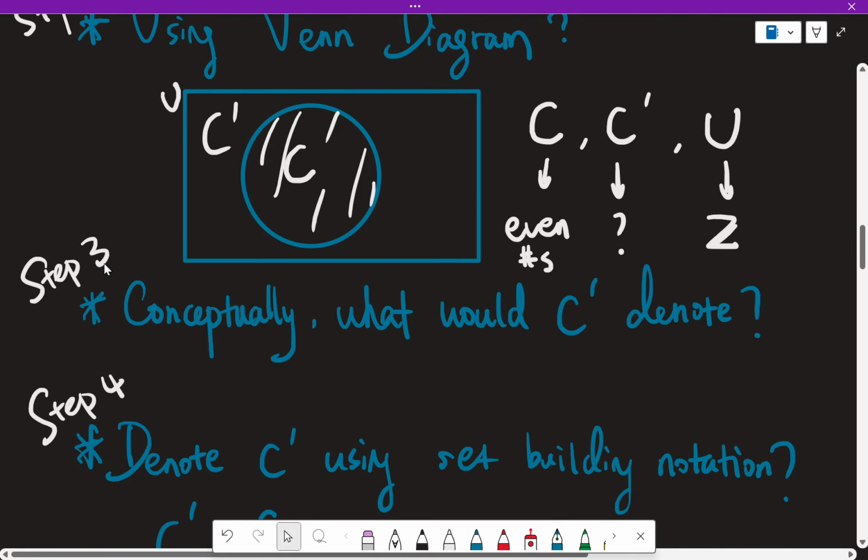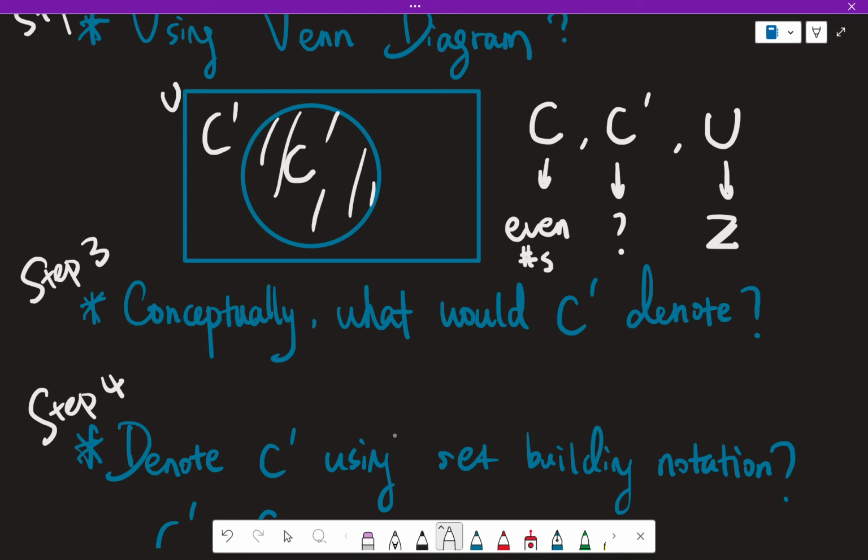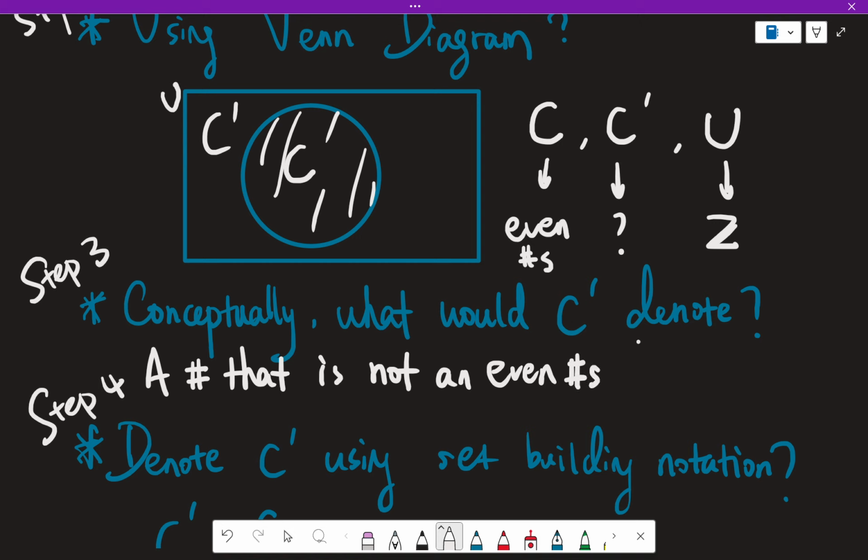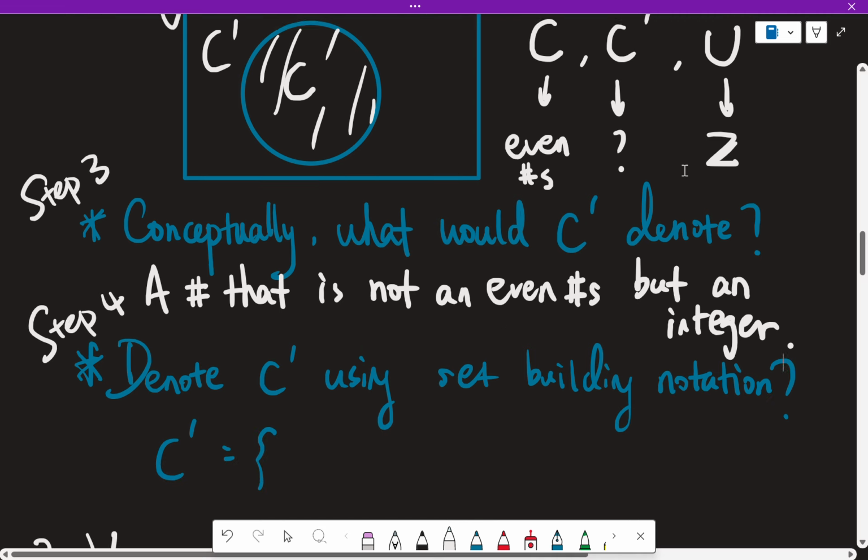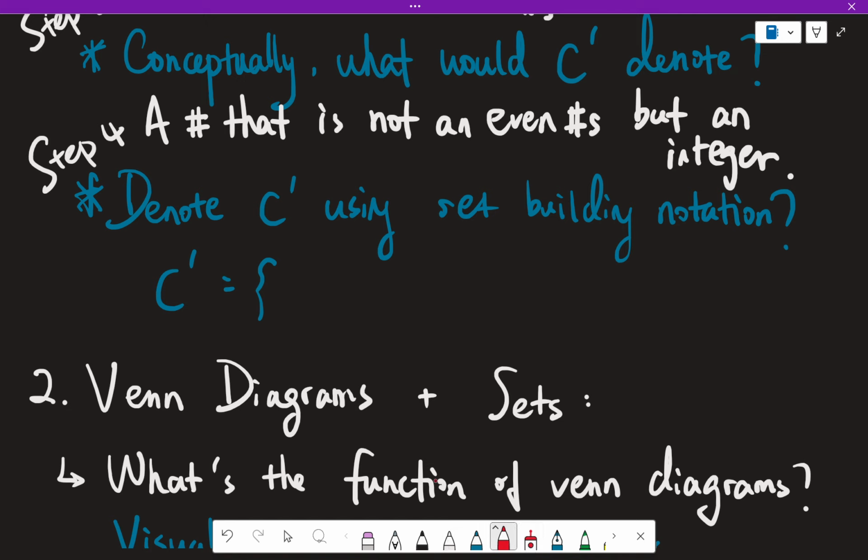So after visualizing the relationship between these 3 factors, conceptually, what would the complement of C denote? The complement of C would be a number that is not an even number, because that is not in C, but is an integer. So we can clearly see that a number that is not an even number but is an integer is an odd number.